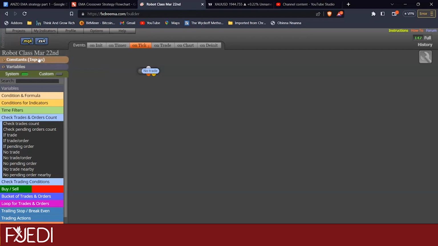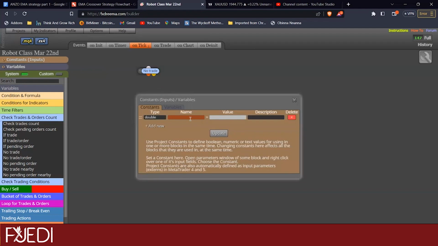So up here, you'll see constants and inputs. You could just click on that, right? So we're going to define constants so that we can reference them within the structure of what we're building. Now, in the same way it is with programming, double stands for numbers that can have decimal places, integers stand for whole numbers, Boolean, true and false. You could do the same thing here.